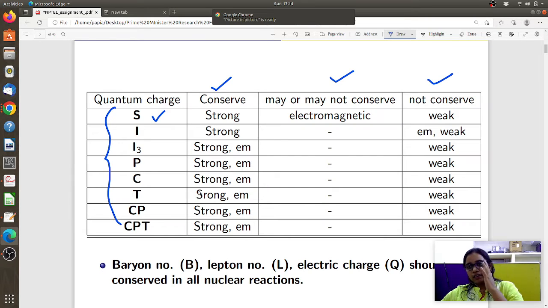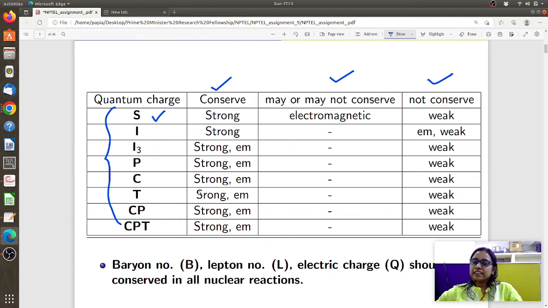So here, a table is there. Can you see the table, right? Yes. Okay. So in the table, on the leftmost side, I have written some quantum charges, and then conserved, may or may not be conserved, and not conserved. So what does this mean basically? In that left column, I have not written all the quantum charges, I was just putting the main quantum charges here.